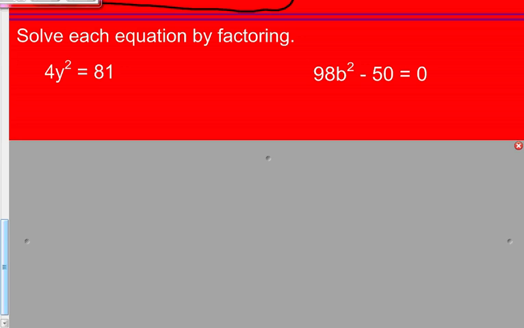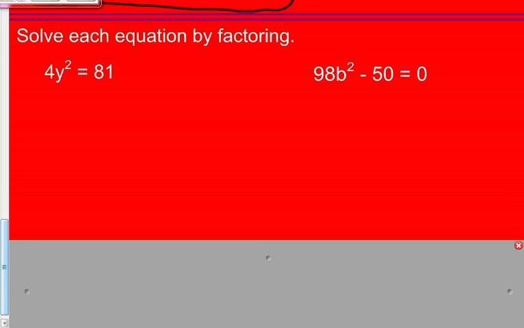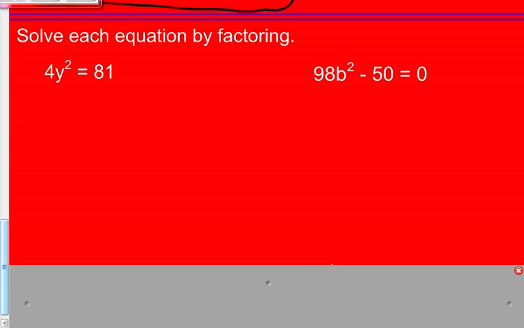Okay, a little bit more. So now we're going to solve each equation by factoring. Remember, this is where you want your equations set equal to 0. So first thing we'll do is bring our 81 over by subtracting it. And now it's set equal to 0.